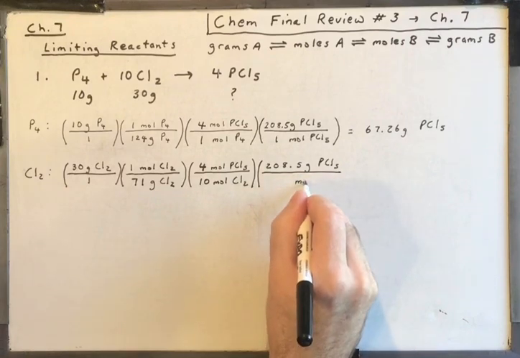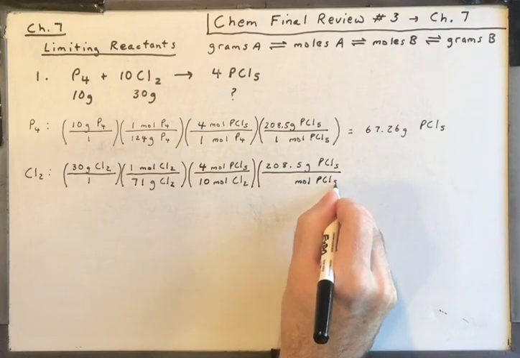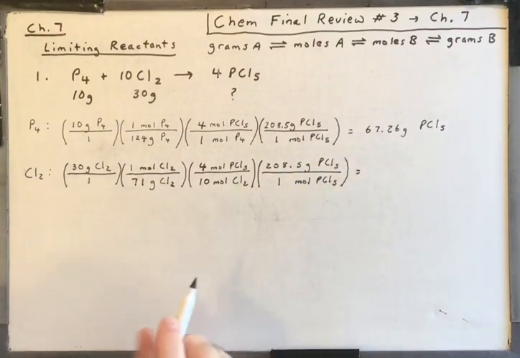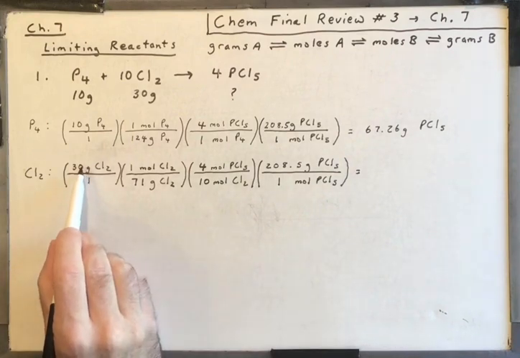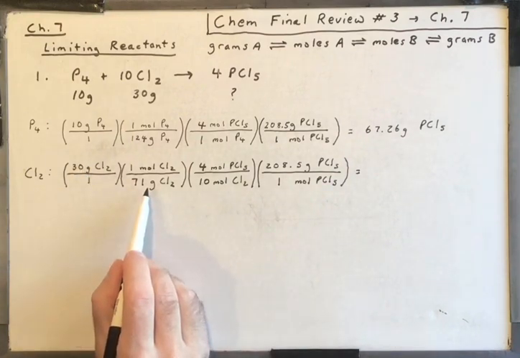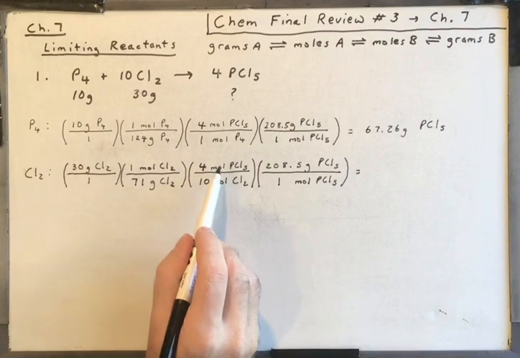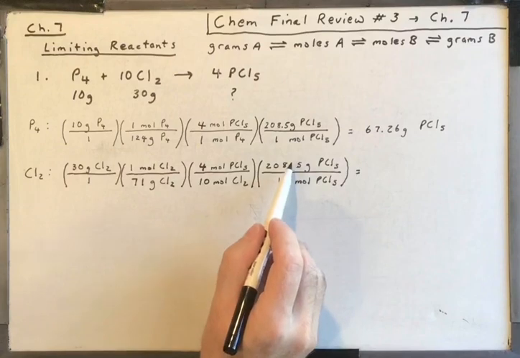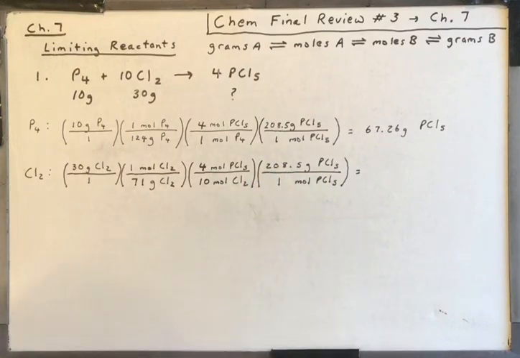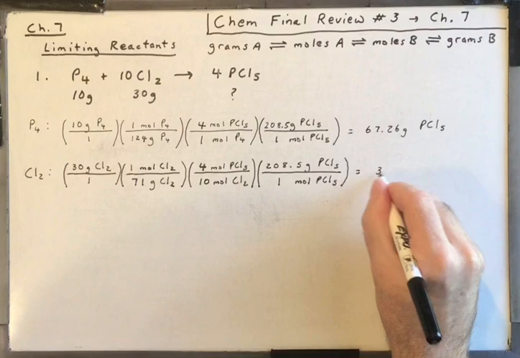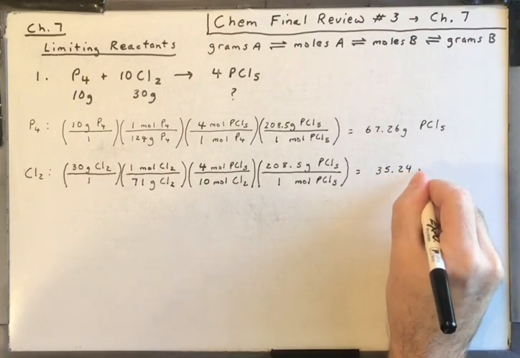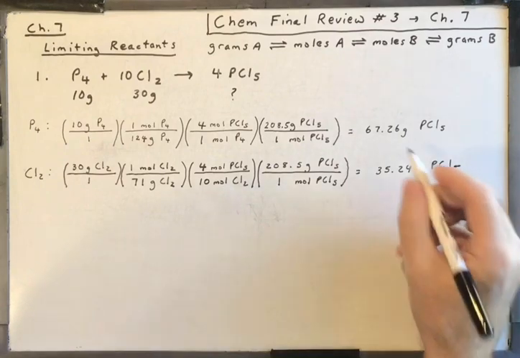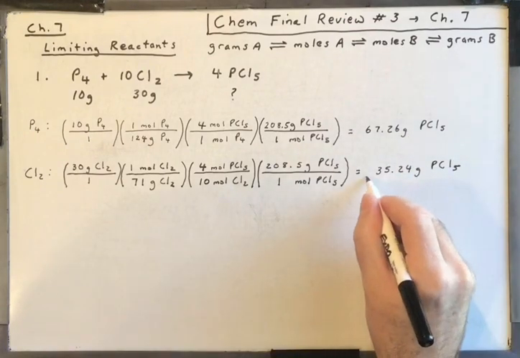And then we get rid of moles of PCl5, and the 1 will go by the moles. So in your calculator, you can work along with me: 30 divided by 71 times 4, and hit equal every time. All right, divided by 10, and then times 208.5. That's 35.24 grams of PCl5. The amount of product made is the lesser of the two.